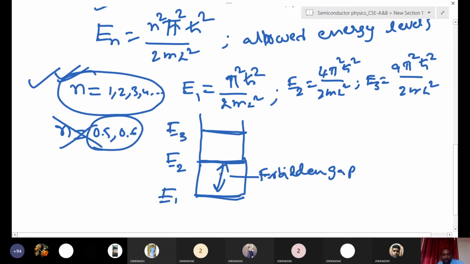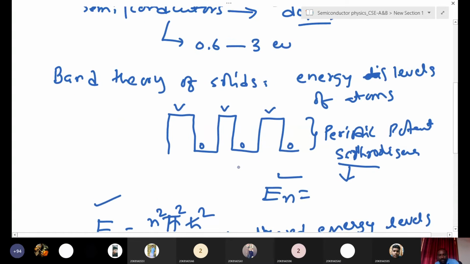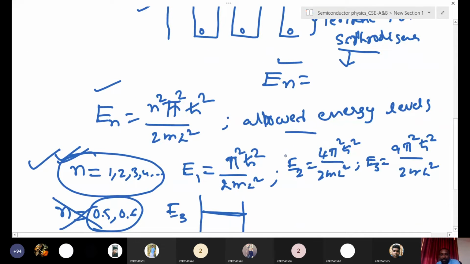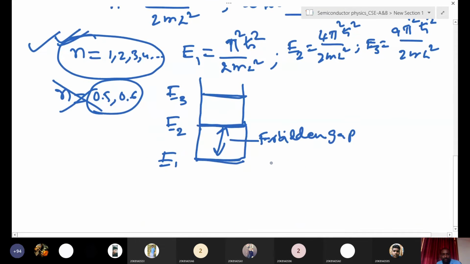Depending on this, the band theory of solids takes a periodic potential and solves the Schrodinger equation, and determines the allowed energy levels. What type of energy levels will be allowed for an atom? Suppose you take yesterday's problem. Here these are the allowed energy levels. If you take n equal to 0.5, 0.6, these are not allowed. Suppose E1 and E2 are these two energy levels.